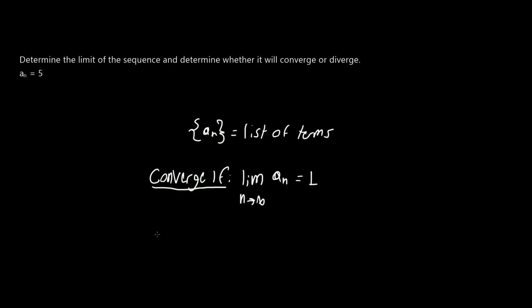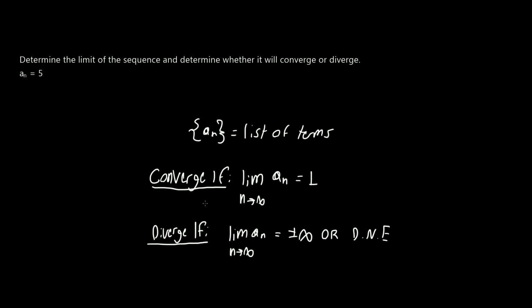So what about divergence? So a sequence will diverge if the list of terms goes to infinity, negative infinity, or if it simply does not exist as we move to infinity. So let me just write that down so we have that written down as well. So it will diverge if the limit of the sequence a sub n as n approaches infinity equals positive or negative infinity, or it doesn't exist.